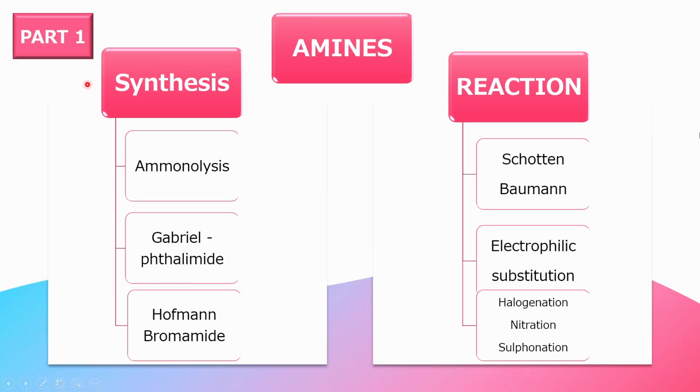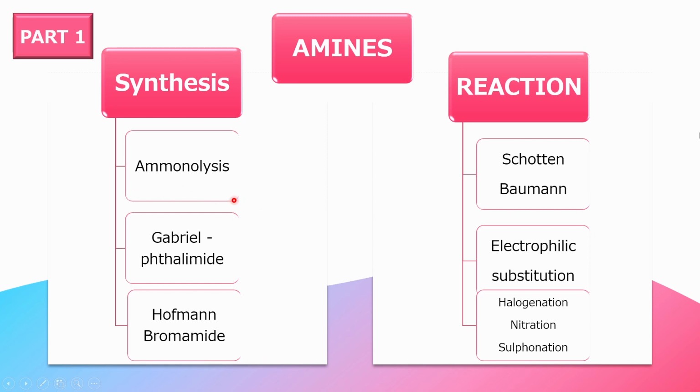So that ends part 1 of our lecture on amines. Let's take a quick recap at what all we covered. So firstly, we began with the basic definition of amines and how they were divided into 1 degree, 2 degree, and 3 degree amines. Next, we moved on to their synthesis, meaning how they were prepared. We did it by 3 methods.